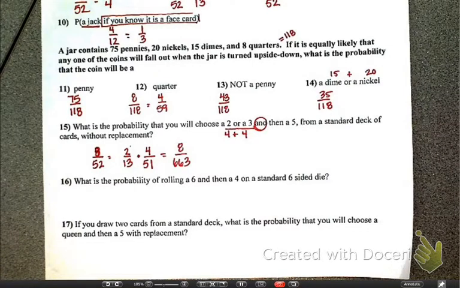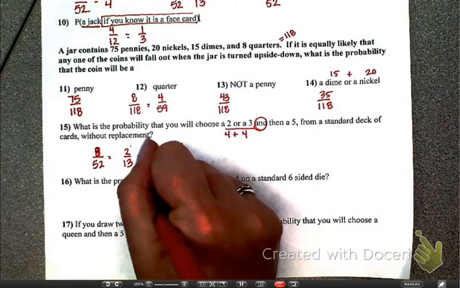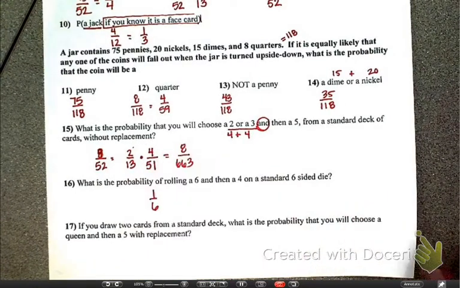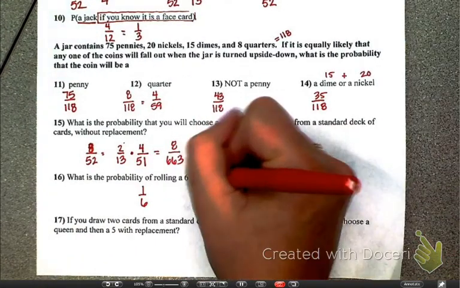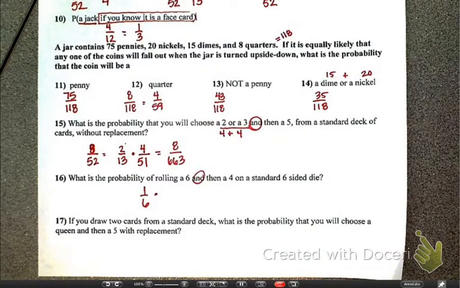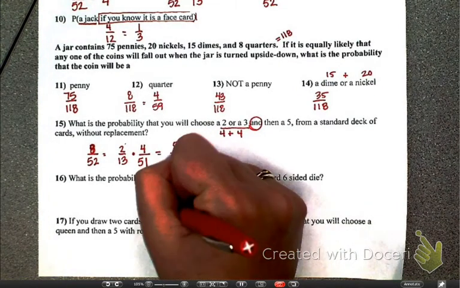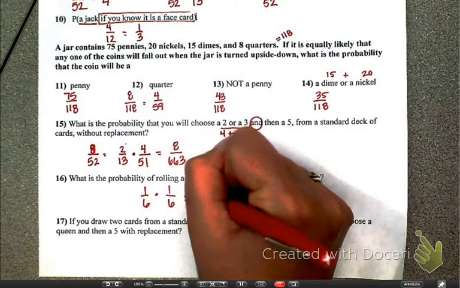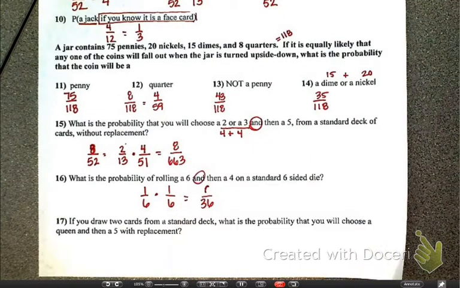All right, what is the probability of rolling, so you have a standard dice. What is the probability of rolling a 6? 1 out of 6. So you should know a dice has all numbers 1 through 6. And then rolling a 4. What's the probability of rolling a 4? 1/6, which is 1 out of 36.